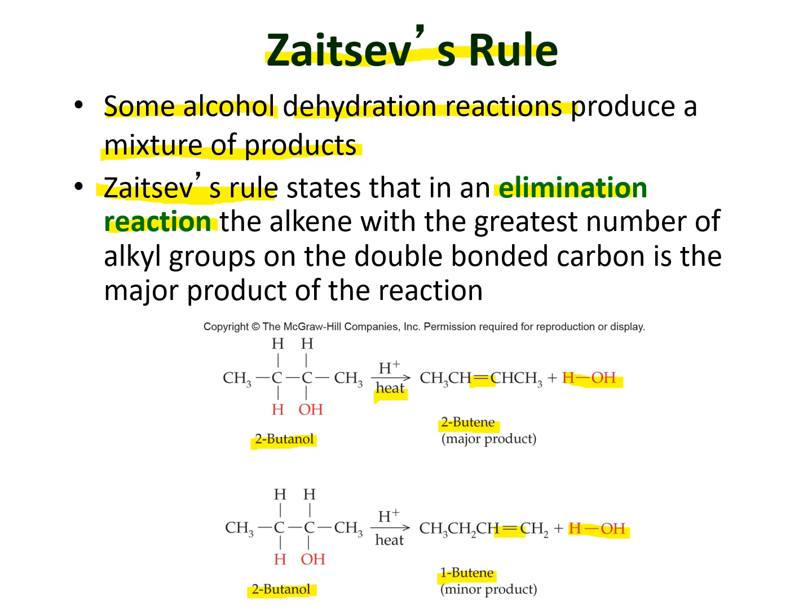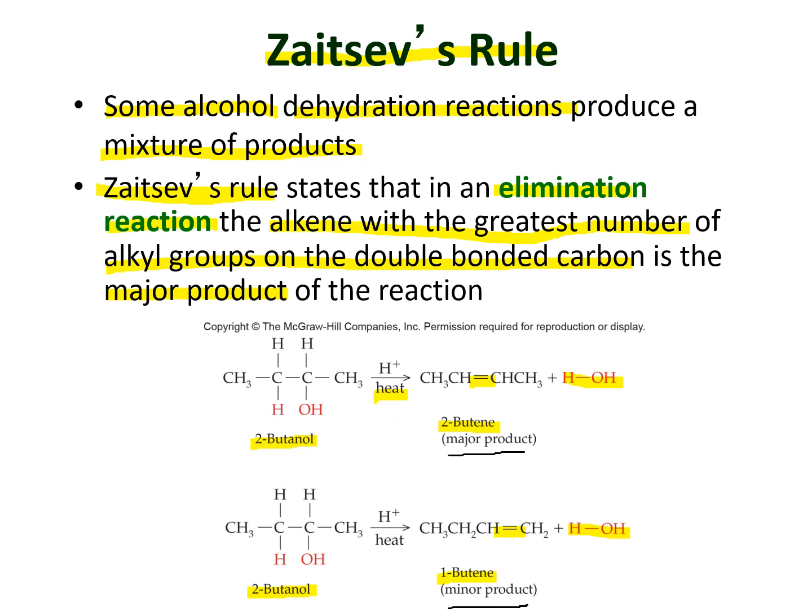Now Zaitsev's rule states that during such multiple products or mixture of products during an elimination reaction, the alkene with the greatest number of alkyl groups on the double bond, or the double bonded carbon, will be the major product. When there are 2 possibilities, as in this case, one will be the major product that will be formed most of the time, and one will be the minor product that will be formed less often than the major product, just like the Markovnikov's rule that we studied earlier as well.